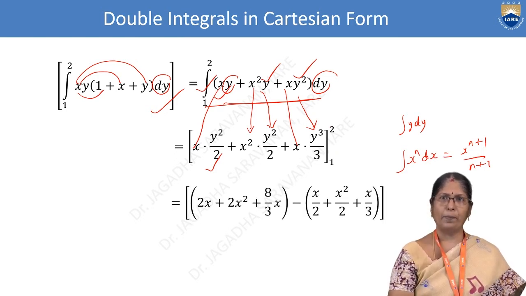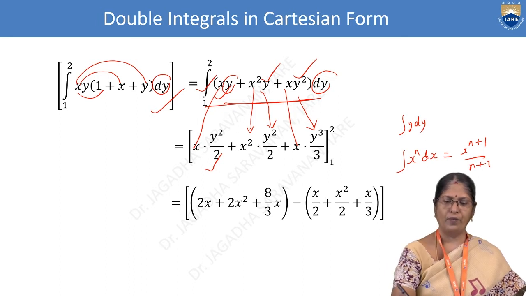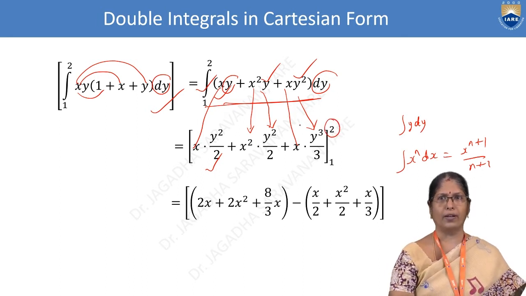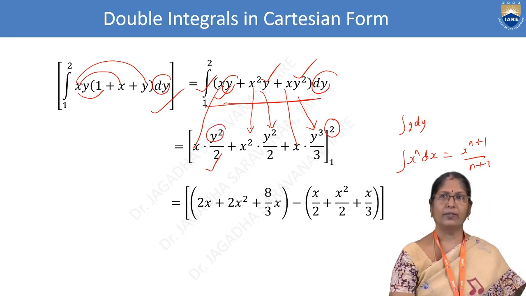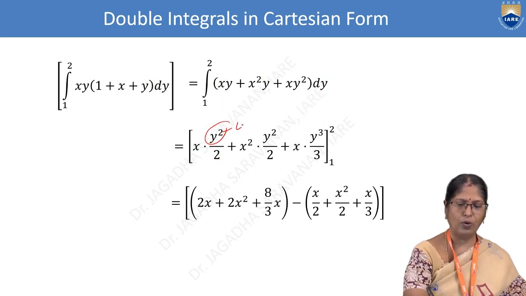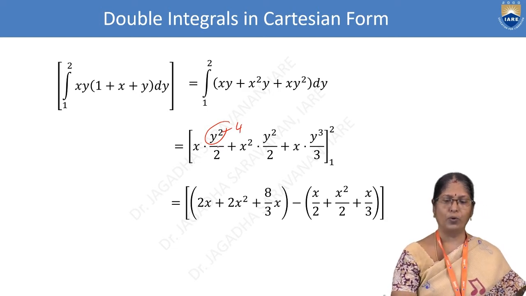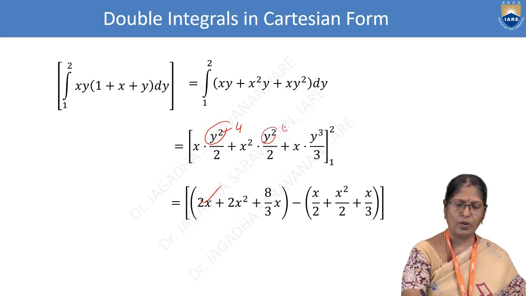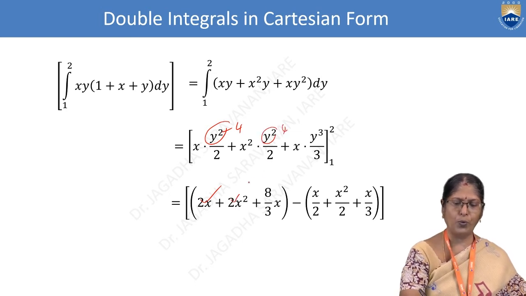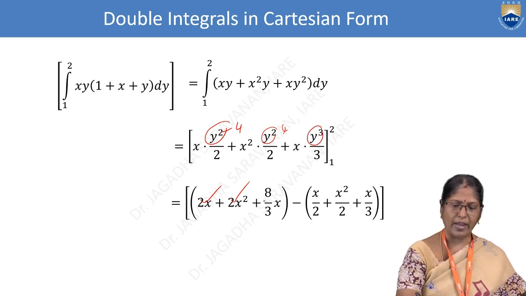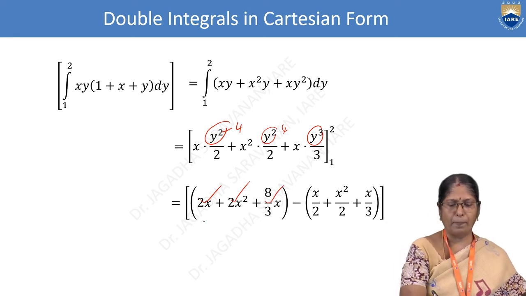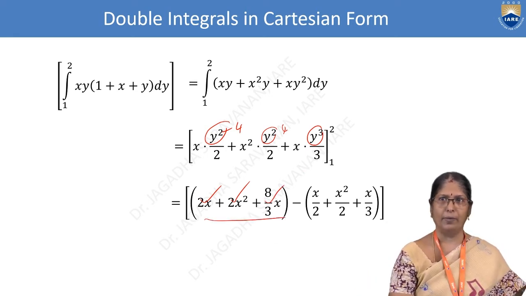Now, in the place of y, we substituted the upper limit. Here we are substituting. It has become 4, 4 by 2, 2. So, 2x. Here also 4, 4 by 2, 2, 2x square. Here we are substituting 2. It has become 8, 8x by 3. We completed the upper limit.